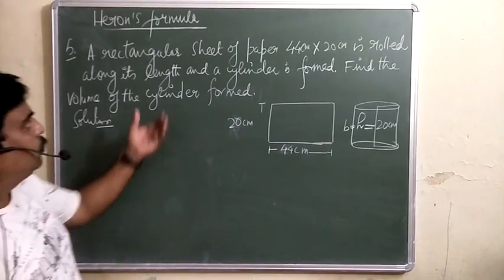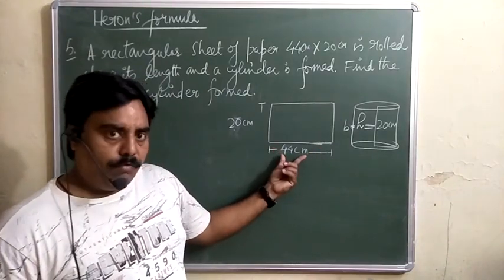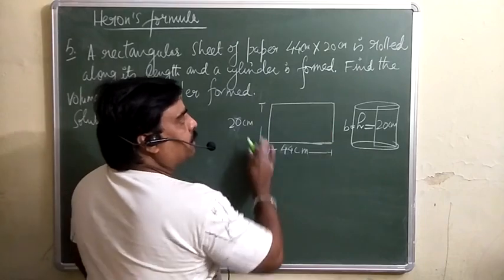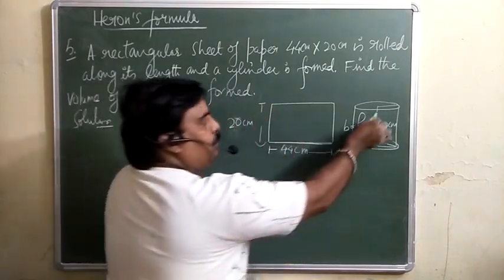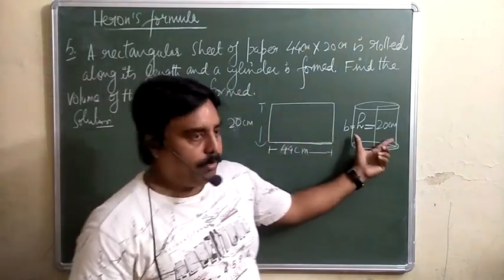Yes. Now the question is there. There is a rectangular sheet. The length of the rectangular sheet is 44 centimeter and breadth is 20. We are going to roll this rectangular sheet along the length, and we form the cylinder. We want to find out the volume of the cylinder. What will be the volume of the cylinder?